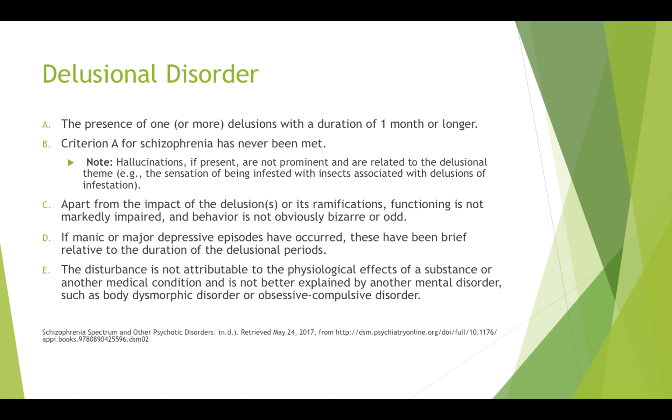Delusional disorder criteria include A, the presence of 1 or more delusions, and this would have a duration of 1 month or longer. Criterion A for schizophrenia has never been met. It must be noted that hallucinations, if present, aren't prominent and are related to the delusional theme, such as the sensation of being infested with insects, which can be associated with delusions of infestation. C, apart from the impact of the delusions or its ramifications, functioning is not markedly impaired and behavior is not obviously bizarre or odd. D, if manic or major depressive episodes have occurred, these have been brief relative to the duration of the delusional period.